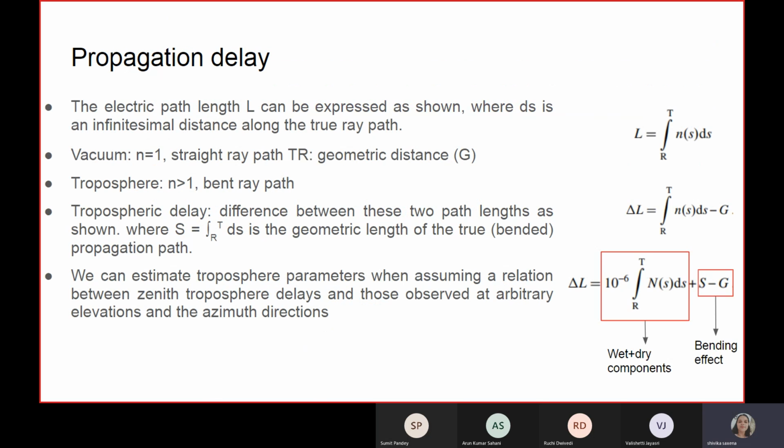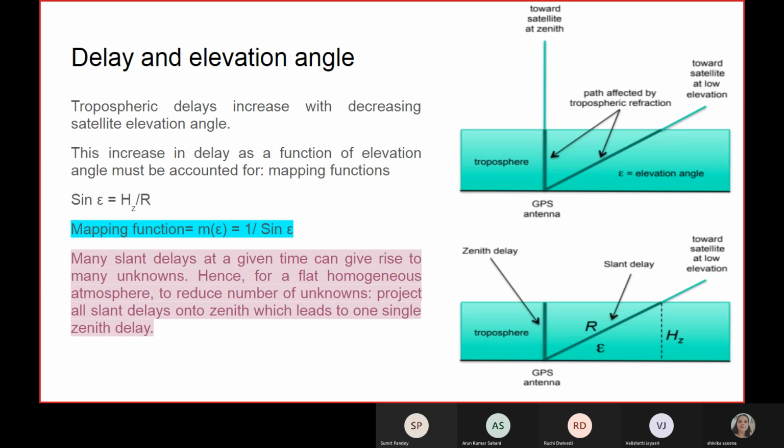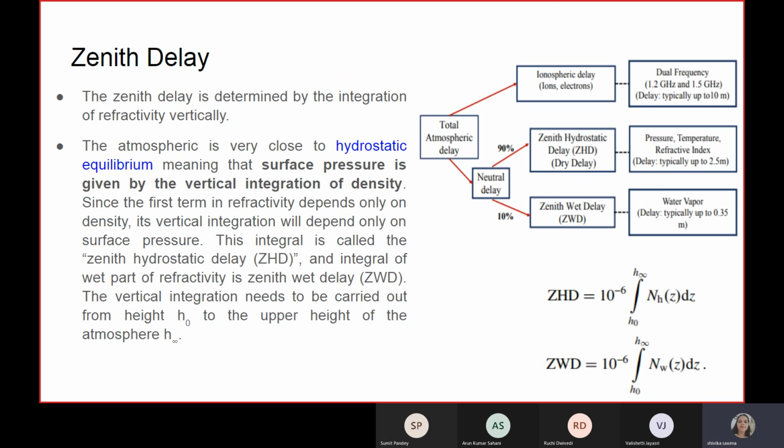So propagation delay is the difference between the longer actual ray path traveled and the vacuum ray path if there was no atmosphere to influence the signal. That is capital G. The difference between these two is the propagation delay, represented by delta L. The tropospheric delays vary according to elevation angle. So we have two types of delays: slant delay with some elevation angle between 0 to 90 degrees, and the delay at the 90-degree elevation angle, that is zenith delay. To compute zenith delay, we need a mapping function.